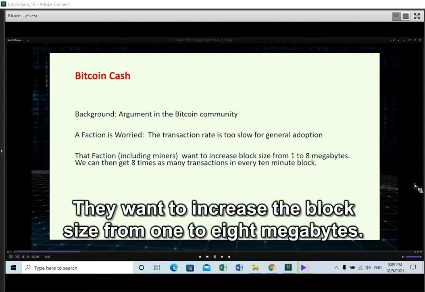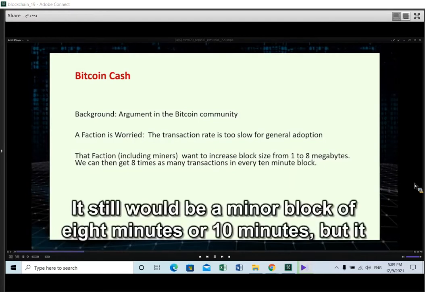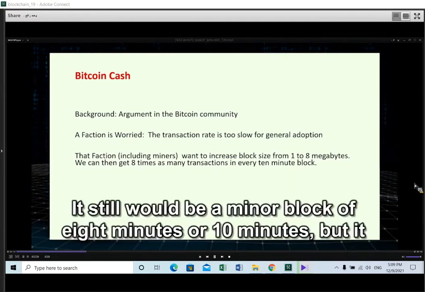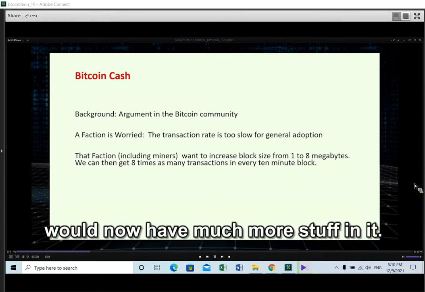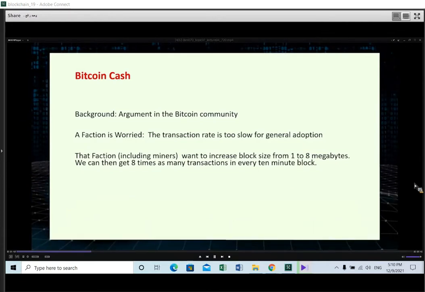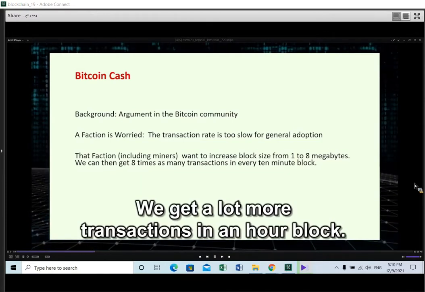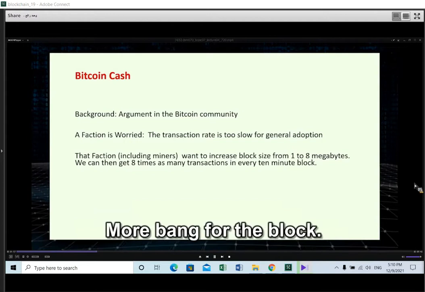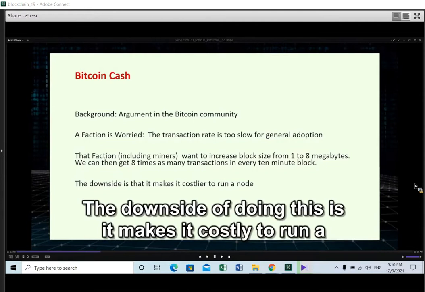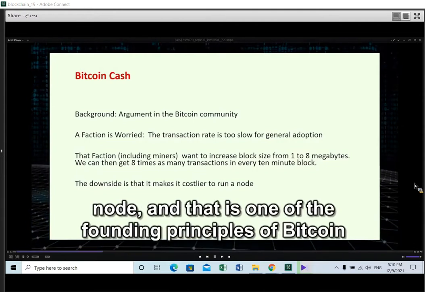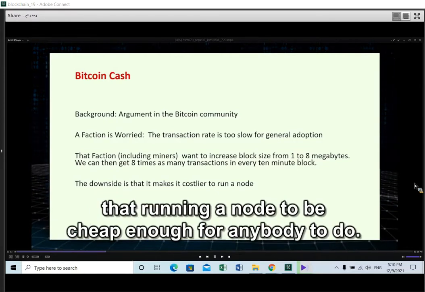So they want to increase the block size from 1 to 8 megabytes. So it would still be a mined block every 8 or 10 minutes, but it would now have much more stuff in it. So we get a lot more transactions in our block, so more bang for the block. The downside of doing this is it makes it costlier to run a node, and that is one of the founding principles of Bitcoin, that running a node should be cheap enough for anybody to do.